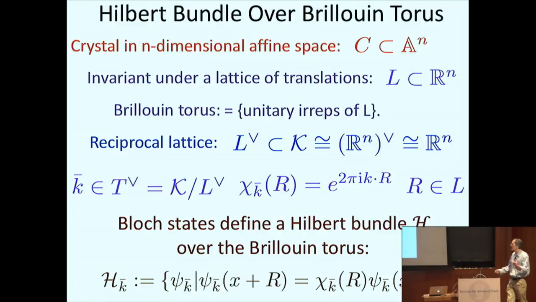Now, the Bloch states define a Hilbert bundle over the Brillouin torus. The Bloch states are just the quasi-periodic wave functions transforming in this representation where psi k is suitably normalizable. Here you see an example of a Hilbert bundle which is manifestly not a direct product. The very definition of H k bar makes use of k bar. It's not written as a Cartesian product.